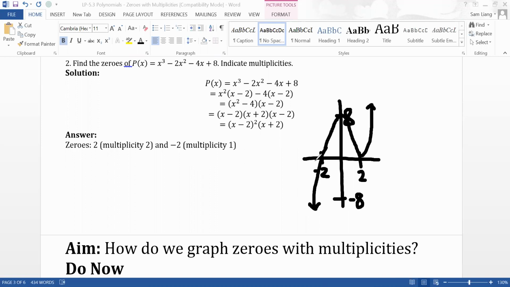Alright, so not the most detailed graph, but it gets the job done. We have the end behavior, we have the x-intercepts, negative 2 and 2. We know the multiplicity, so we know how it behaves. Negative 2 has a multiplicity of 1, so it crosses through. And 2 has a multiplicity of 2, so it bounces off. And then the y-intercept is positive 8 here. All right, let me end here.